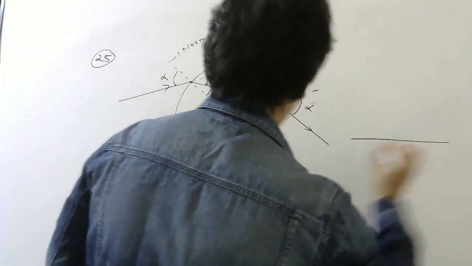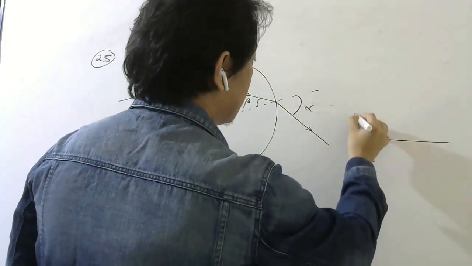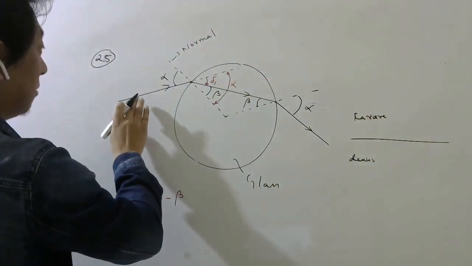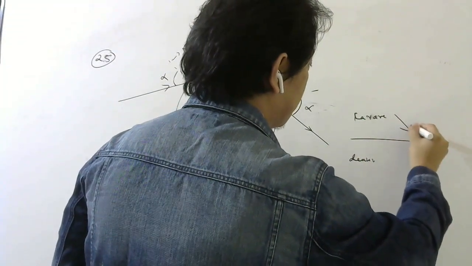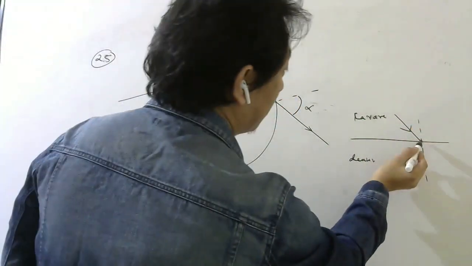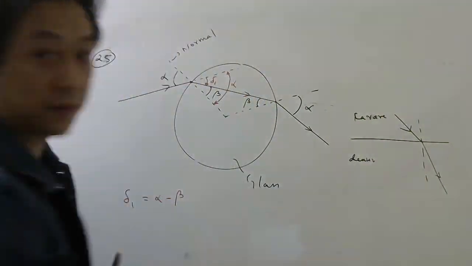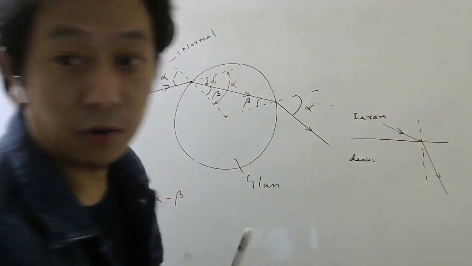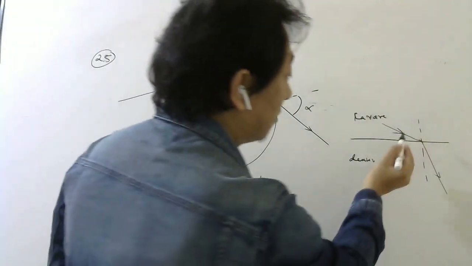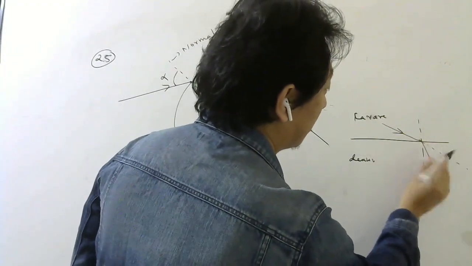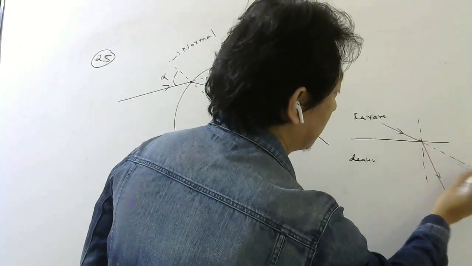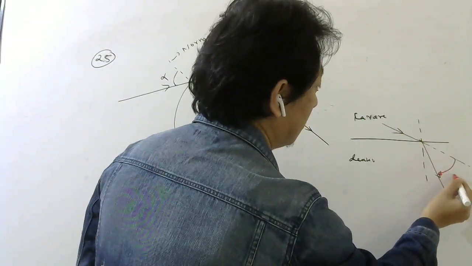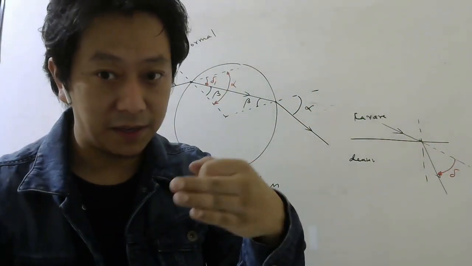Suppose this is your denser medium and this is your rarer medium. Light is coming from rarer to denser. So let's say light is coming this way. Rarer to denser, light will bend towards the normal. Let me try to show the angle of incidence larger. Now, deviation means how much angle the light has bent. So extend this direction, then this is called deviation. This is your deviation, how much the light has bent.